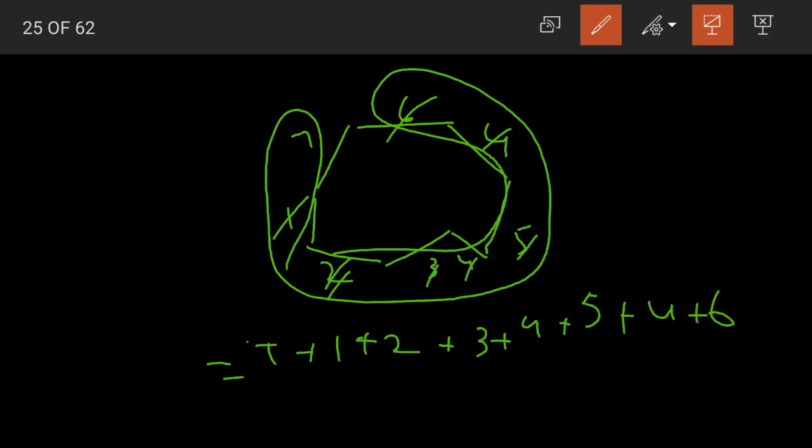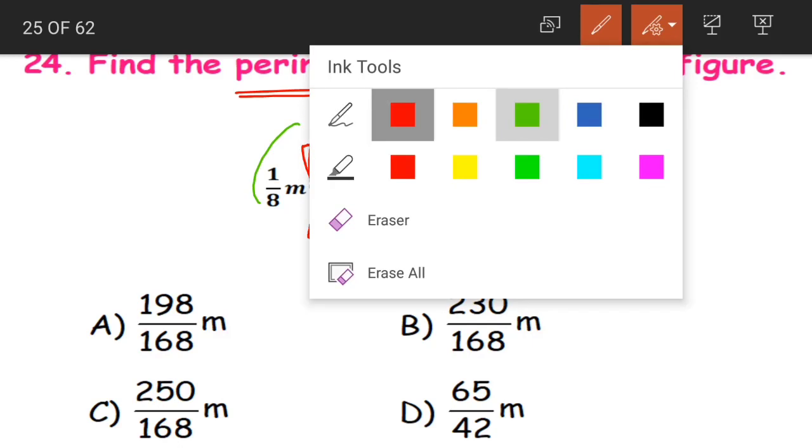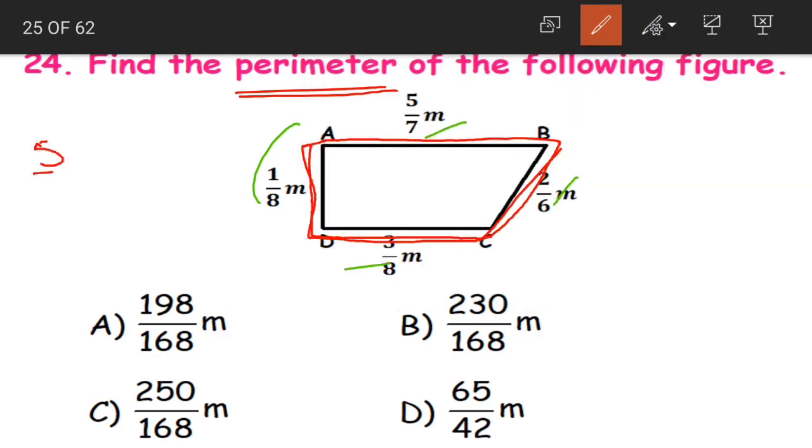What should you do to find out the perimeter of a given figure? You should add the lengths of all the sides given. In the same way, here we are having 1, 2, 3, 4 sides. To find out the perimeter of these 4 sides, we have to add these 4 sides together. That is 5 by 7 plus 1 by 8 plus 3 by 8 plus 2 by 6.